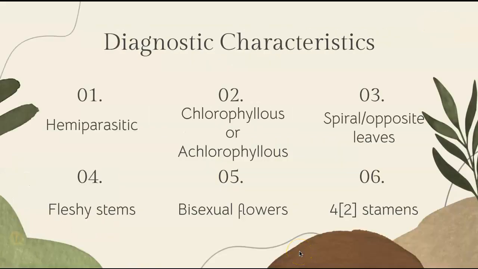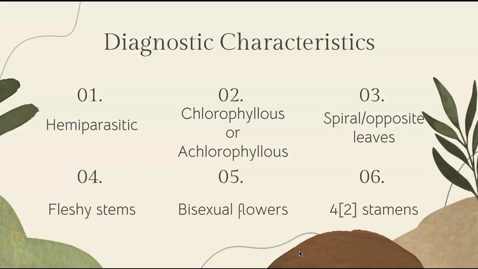So a couple of characteristics of this family is they all are hemiparasitic, meaning that it takes nutrients from its host plants but is still able to photosynthesize itself. They can be chlorophyllous or achlorophyllous. If it's chlorophyllous, it just means that it has chlorophyll and is able to go through photosynthesis, but if it's achlorophyllous, it has no chlorophyll, so it is not able to do that.